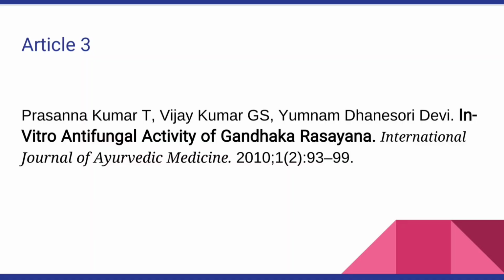The result is here: at 10 mg per ml, fungal growth stopped, and at 5 mg per ml, it also showed the fungal growth stopped, and at 2.5 mg per ml, fungal growth was present. So the conclusion is that the MIC of Gandhak Rasayan was 5 mg per ml. This means at least 5 mg per ml concentration is needed to inhibit the Candida growth.